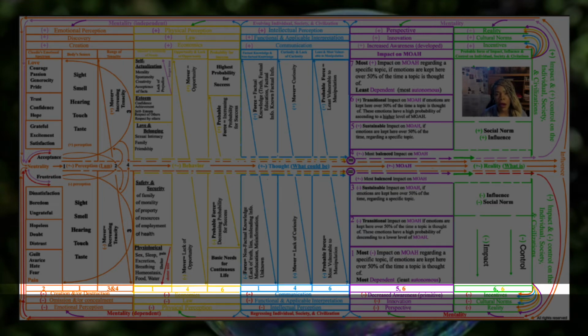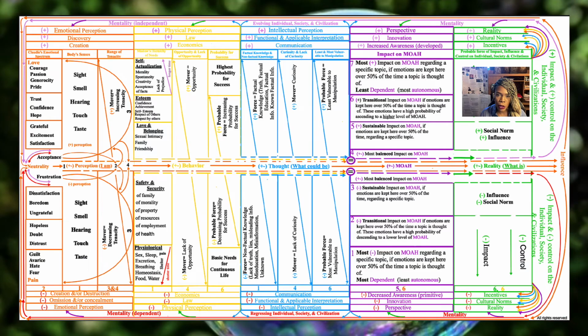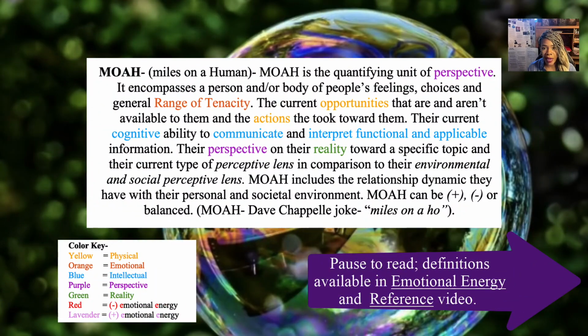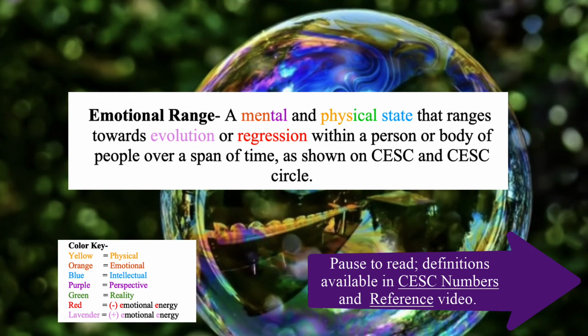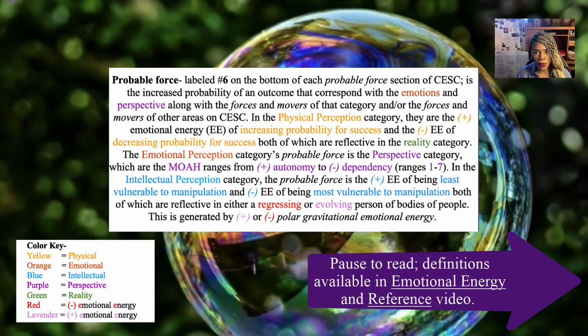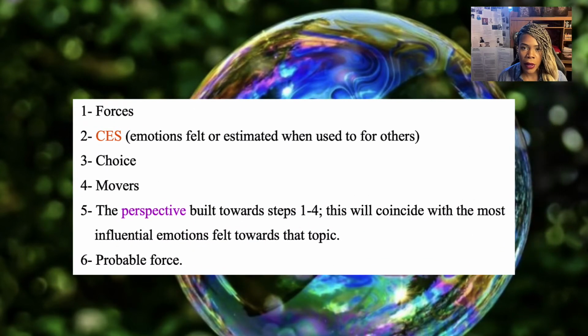The numbers at the bottom are for people who learn better with numbers and steps and want to get a better understanding of how CESC works. So CESC can be used to estimate a person or a body of people's MOAH, emotional range, and probable force. It can be estimated by going through steps 1 through 6, which are as follows.